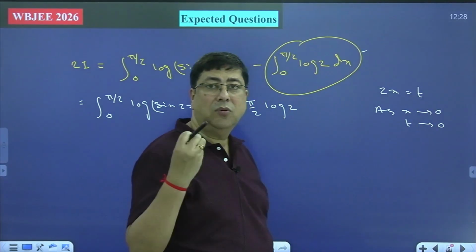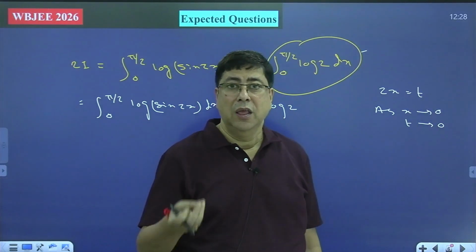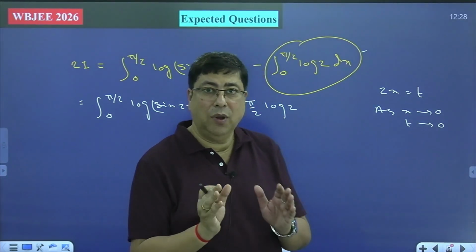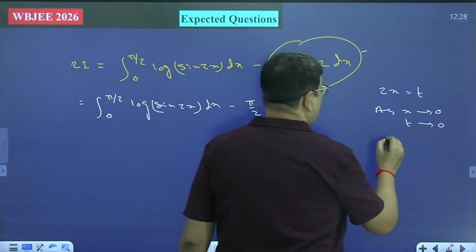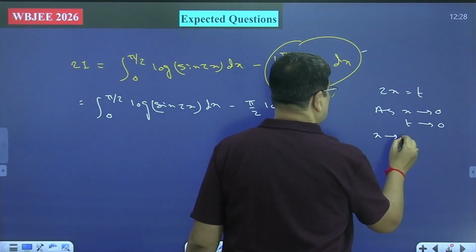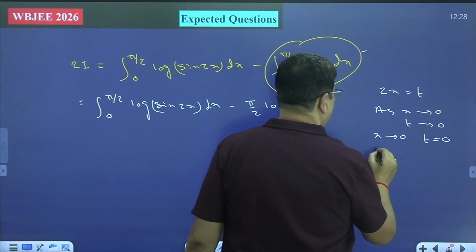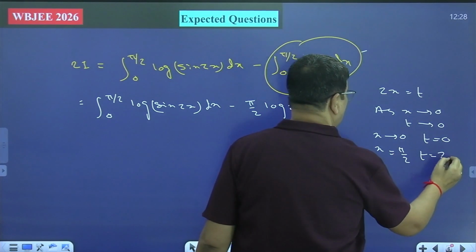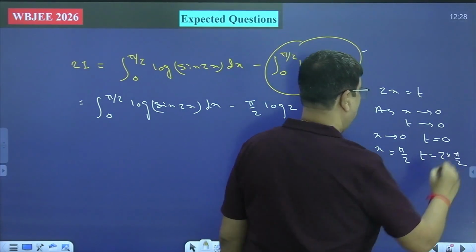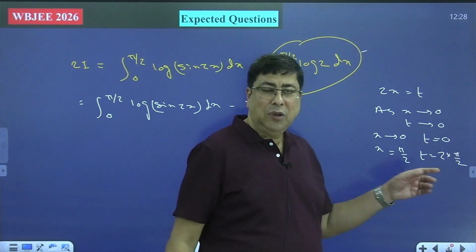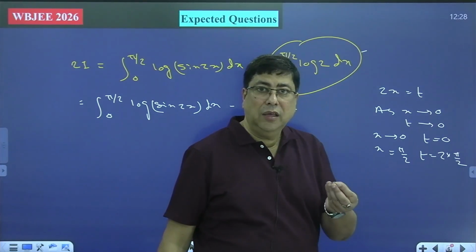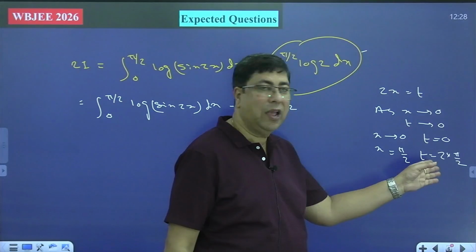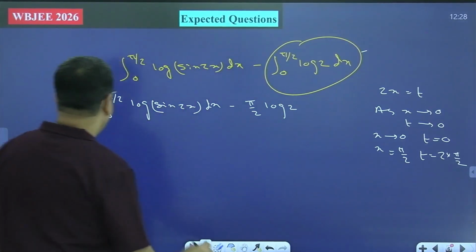Now, since we have replaced the variable, we have to change the limits also, the upper limit and lower limit. So what we'll do here? Put x equal to 0: when x equal to 0, t equal to 0, and when x equal to pi by 2, t equal to 2 into pi by 2. I am not cancelling because I will use the King's property after some time, and again I would have to multiply by 2. So unnecessarily, I am not cancelling here.